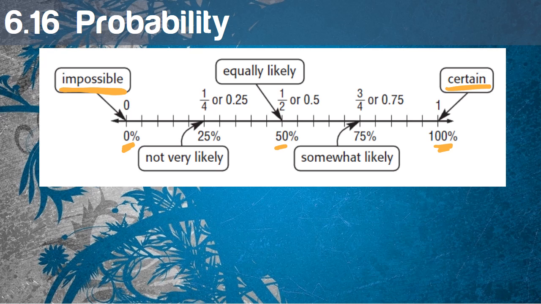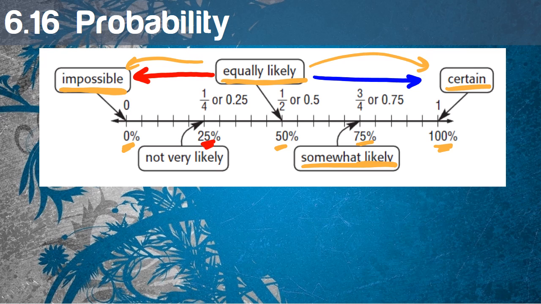Some other key ones here, 50%. It's equally likely that you will either lose or that you'll win. So 50-50 chance, not really sure, but we'll kind of go for it. 75% is somewhat likely, and so the more we go toward certain, the better your chances are of winning. But if you're down here at 25% and your chances are going toward impossible, there is a less likely chance of you winning.